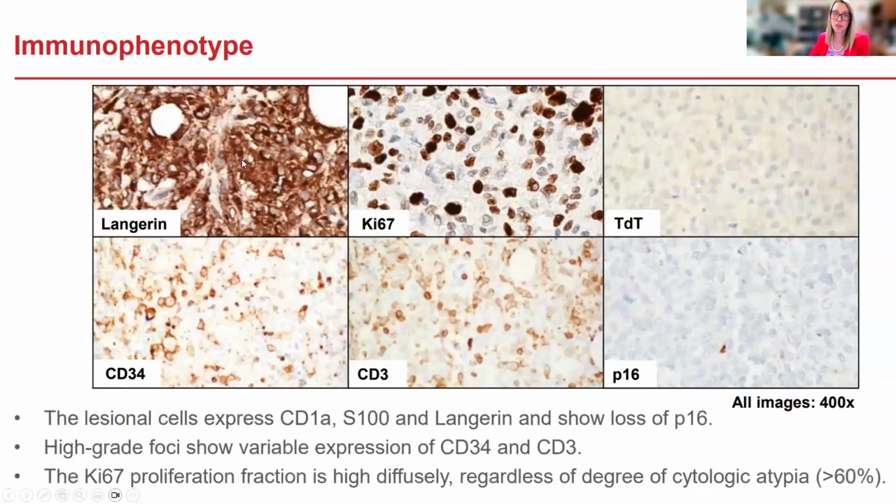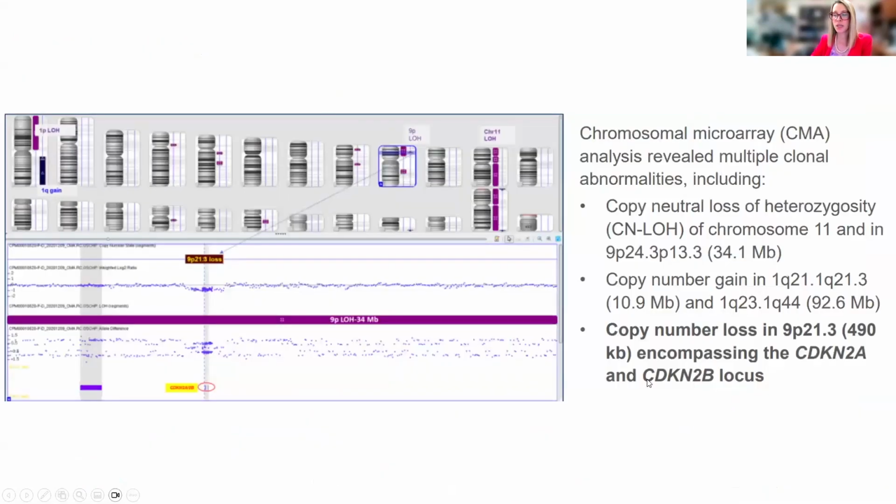The immunophenotype was still consistent with Langerhans cell, with CD1a and Langerhans positivity. There was very high Ki67. TdT, of course, was negative, although interestingly, there was a small pocket with CD34 and CD3 positivity, and then loss of p16. So that loss of p16 correlated with the copy number loss at the CDKN2A/B locus.